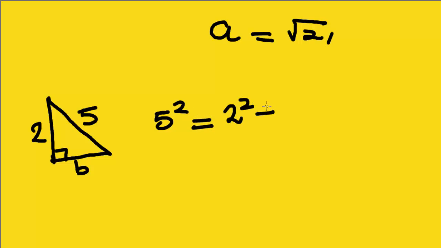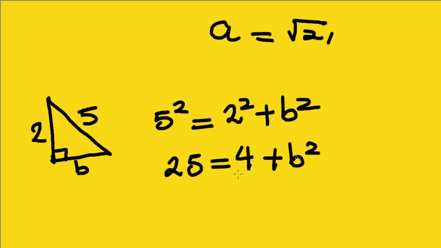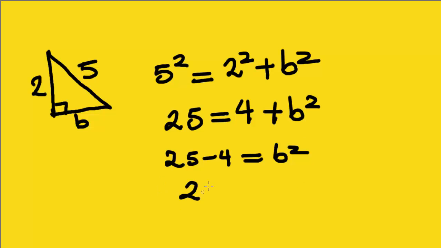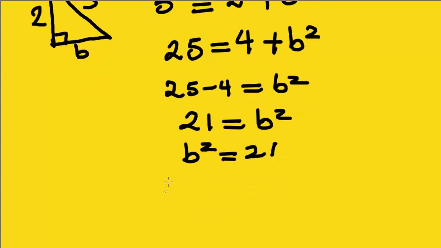So 2 squared plus b squared. So we have 25 equals 4 plus b squared. I said 25 squared, of course not. 25 minus 4 equals b squared. 21 equals b squared. That means b squared is 21. If you take the square root of both sides, you get b equals square root of 21.